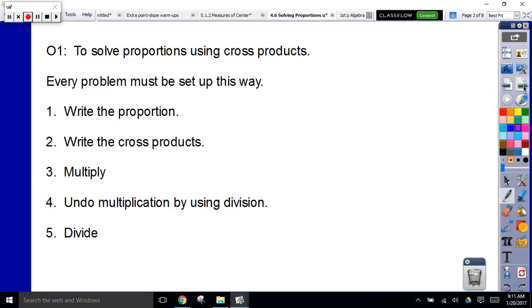Okay, so I want to see you set up your problems this way. So your first step is when you're given a proportion, if you're doing a problem out of the textbook, you want to write down the proportion that was in the textbook. So I'm going to write here 2/9 equals 11 over x. So I have a proportion, but I don't know what one of the values is.